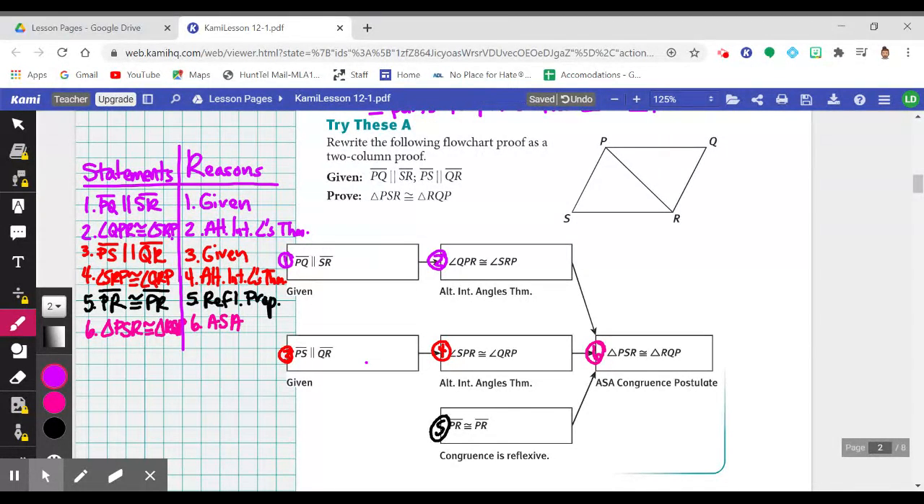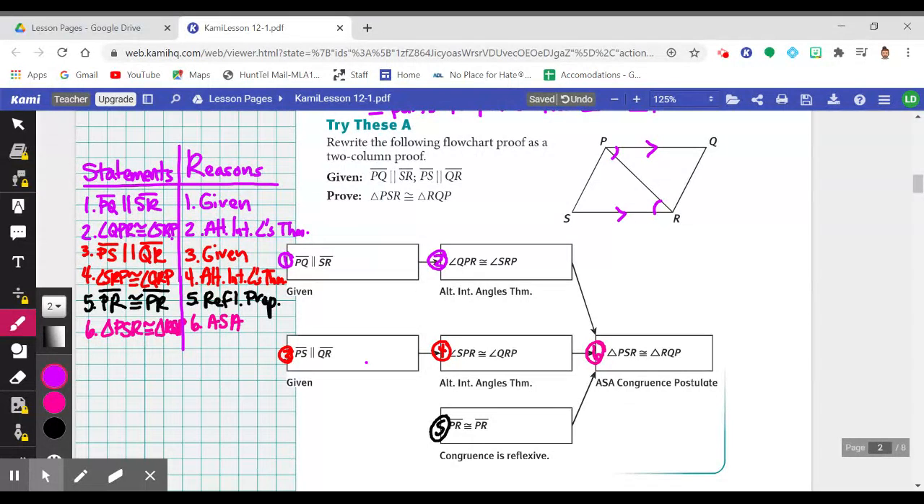And for PQ to be parallel to SR, we use these arrows to represent parallel, then angle QPR, this angle, is congruent to angle SRP because they're alternate interior angles. Look, PR is acting as a transversal, and for 2 angles on opposite sides of the transversal, both inside the parallel lines, they're congruent. So statement 1 led to statement 2.